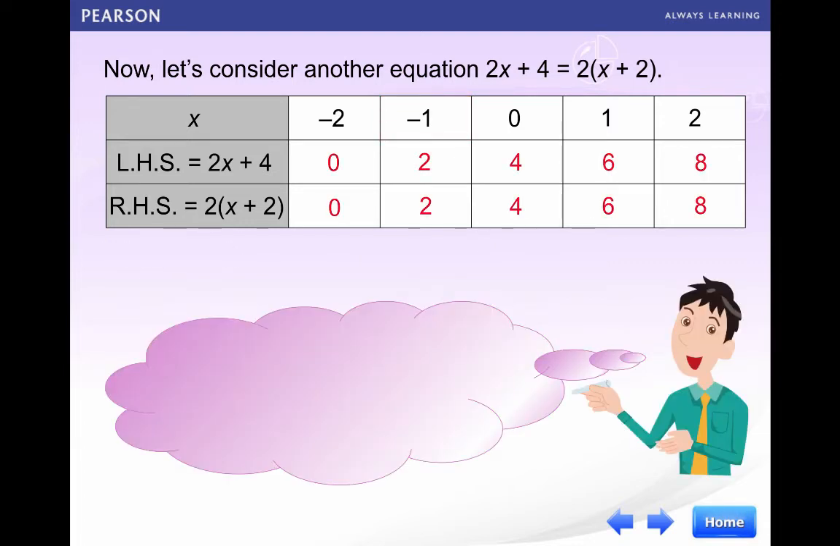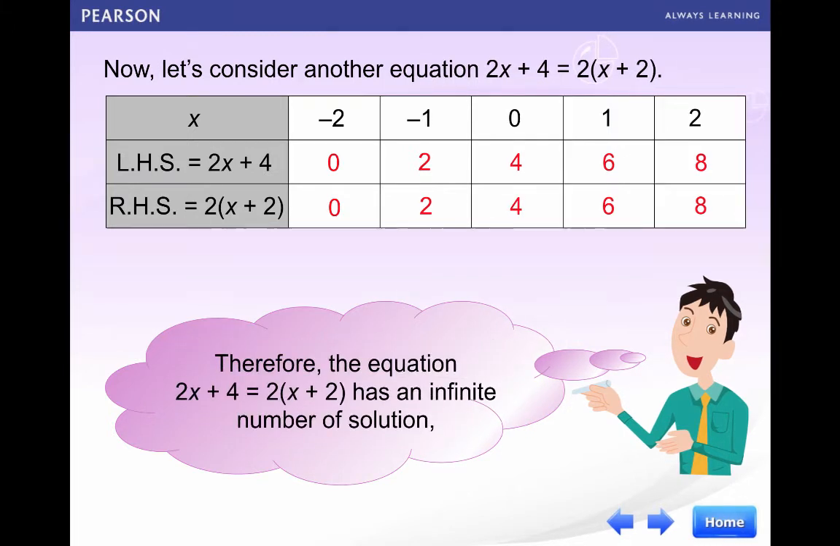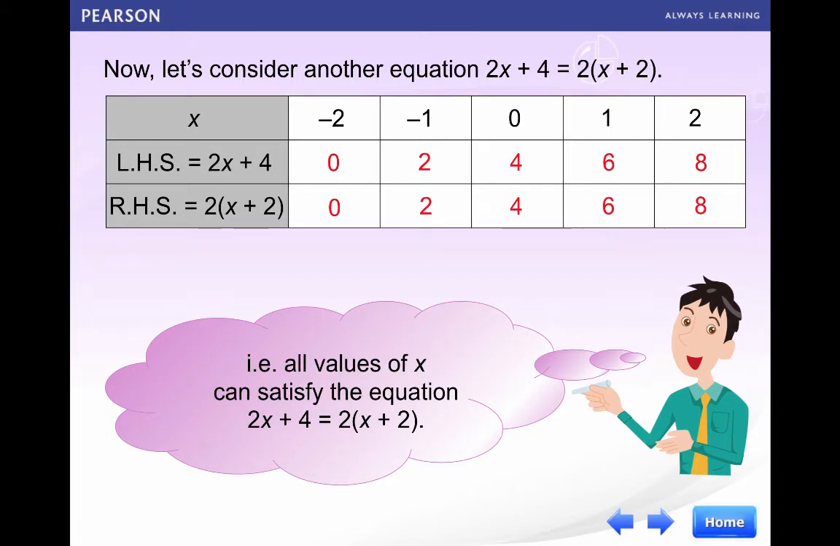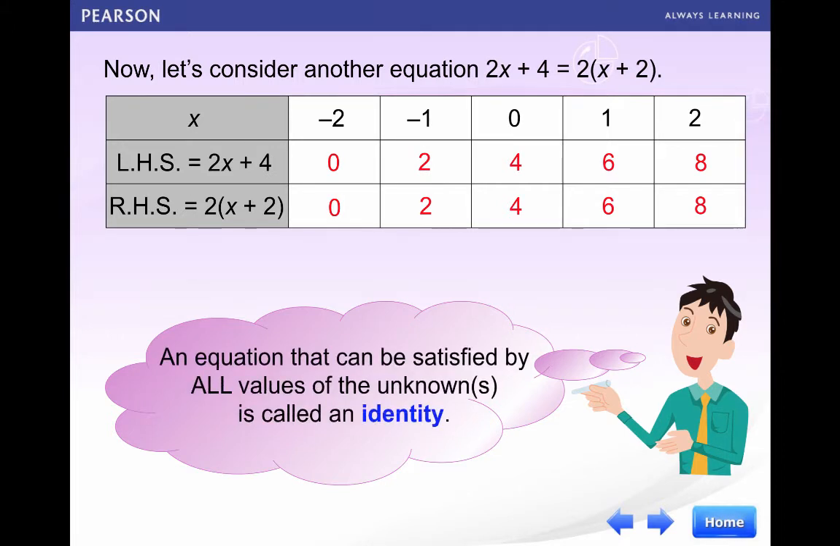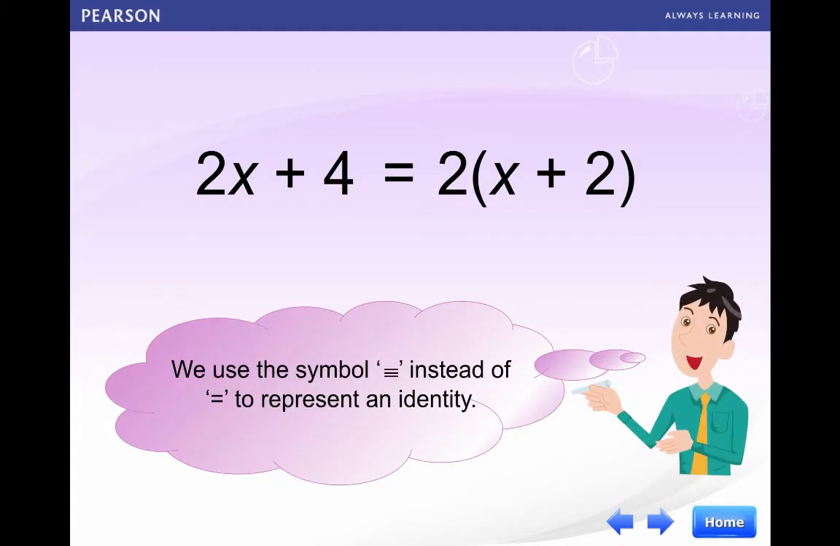So we can say that for all values of x, the left hand side is equal to the right hand side. So we can say that this equation has an infinite number of solutions. That means all values of x can satisfy this equation. So we can call this equation an identity. For an identity, we will use a symbol like this.